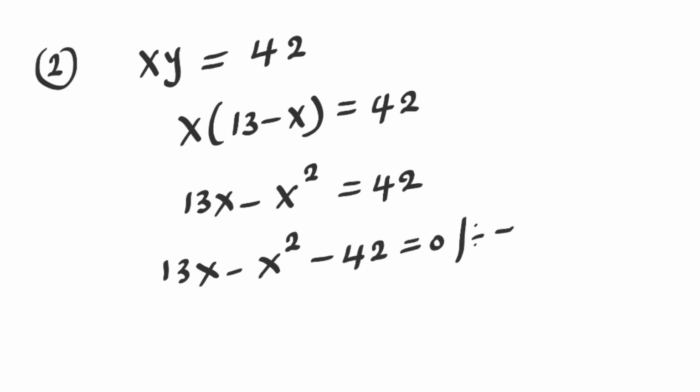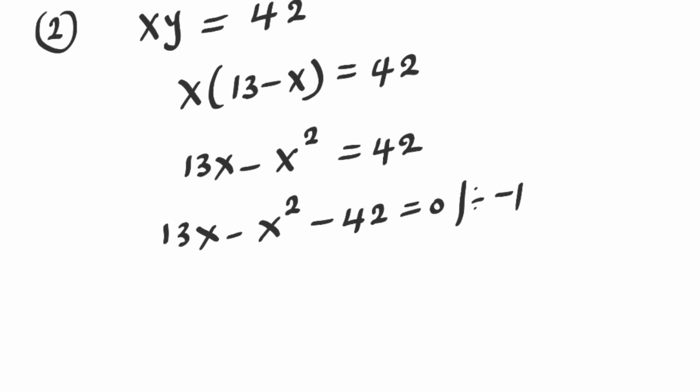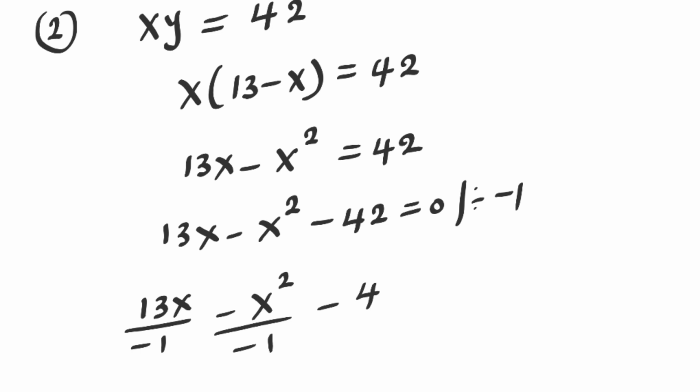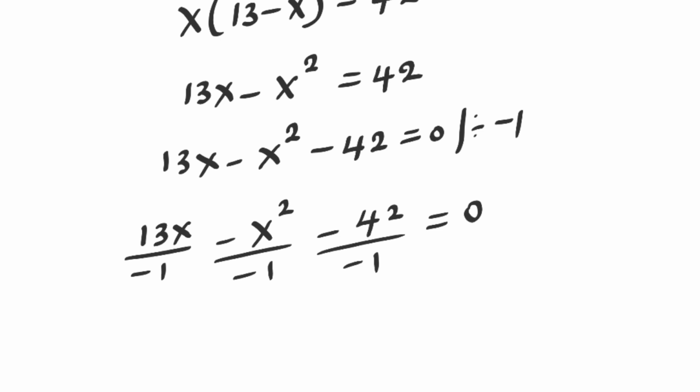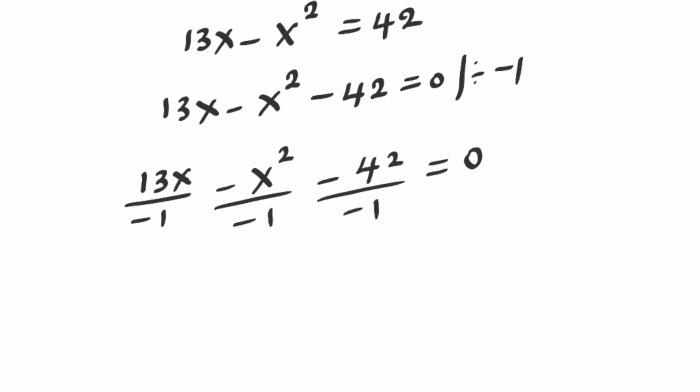Let us divide the whole of this equation by minus 1. Then this is 13x divided by minus 1 minus x squared divided by minus 1, then minus 42 divided by minus 1 is equal to 0. 13x divided by minus 1 will give minus 13x. Then minus x squared divided by minus 1 will give plus x squared. Minus 42 divided by minus 1 will give plus 42 is equal to 0.